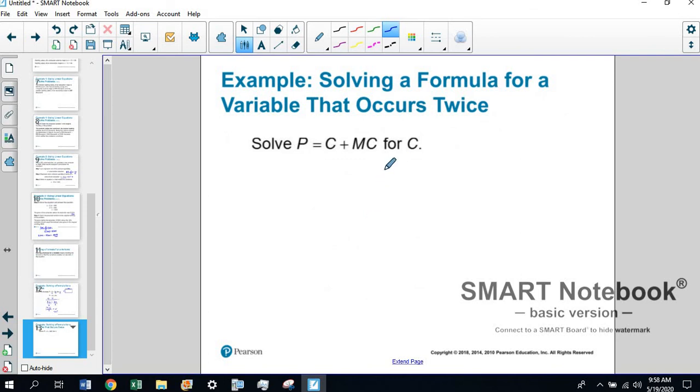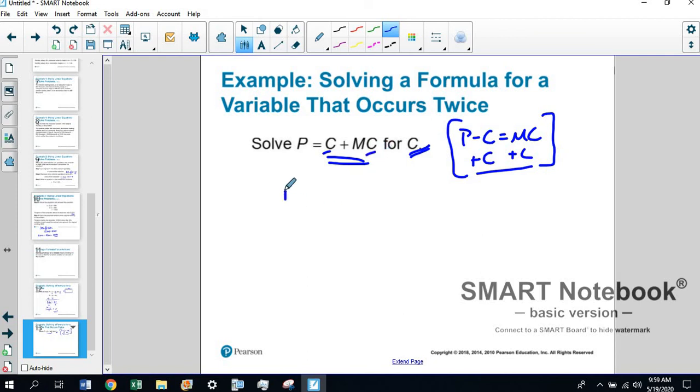Similarly here, what happens if you've got more than one C? We want to solve for C here, but there's more than one. Well, we get them all on one side, which we've done already, okay? If this was P minus C equals MC, we'd have to add C to both sides first, right? So always collect all the C's. And now if there's a C here and a C here, what do we call that? We call it a common factor. So factor out the common C. If you divide C by C, you get 1. If you divide MC by C, right, then you get just M. Okay? And so now this is C times all this stuff.